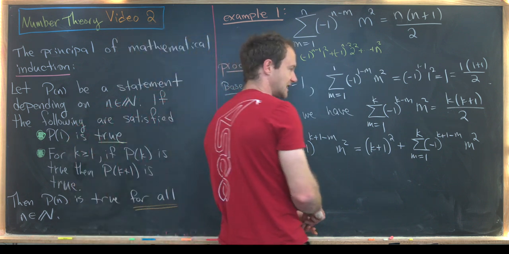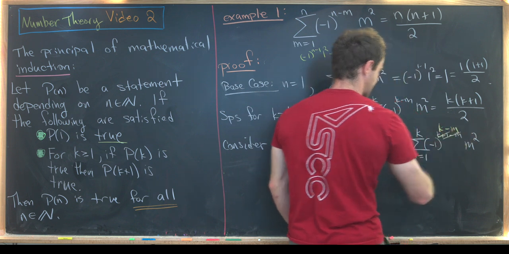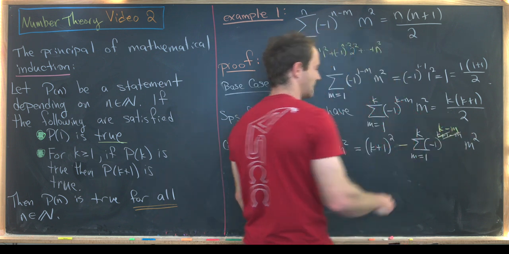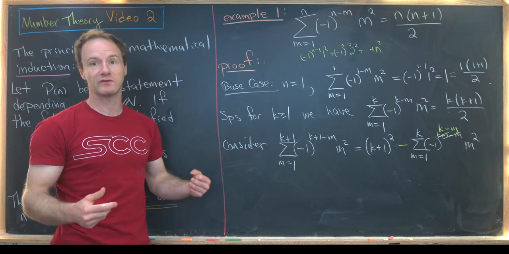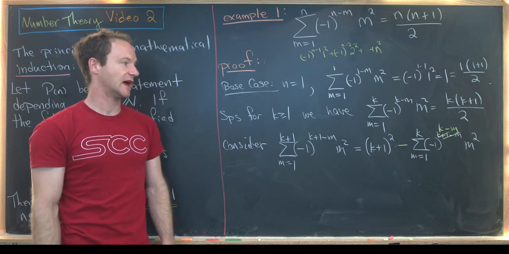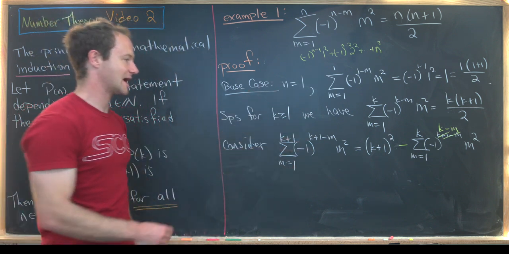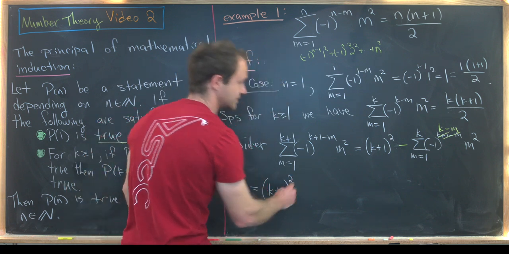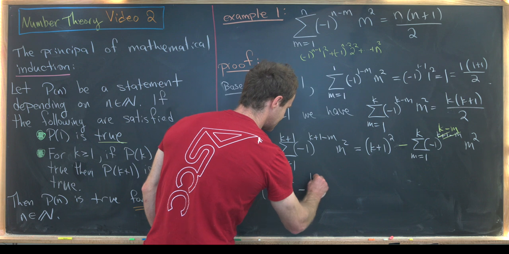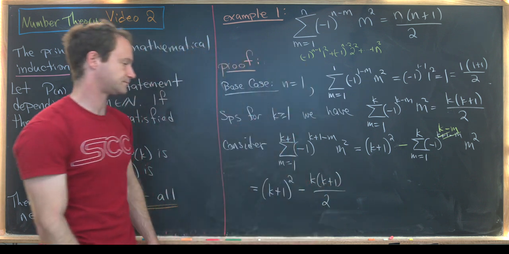So that means we can get rid of the plus 1, leaving us with k minus m if we put a minus sign out here. Just think about distributing the minus 1 through. That would give us a k plus 1 in that exponent. But now that we have it like that, we can apply our induction hypothesis. So we'll be left with (k plus 1) squared minus k times (k plus 1), all over 2.